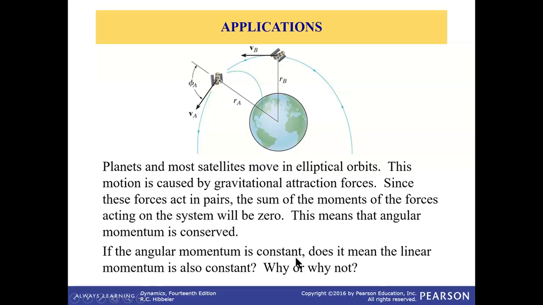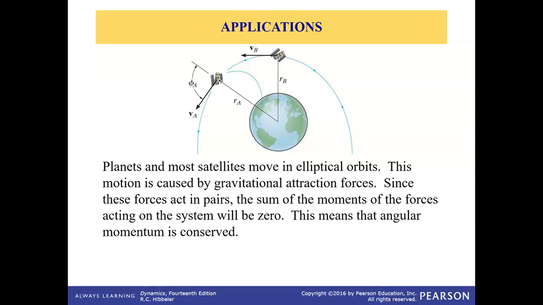So if the angular momentum is constant, does it mean that linear momentum is also constant? And the answer is no, because the linear momentum is the product of mass and velocity, and velocity at B is not the same as velocity at A. So linear momentum is not constant.